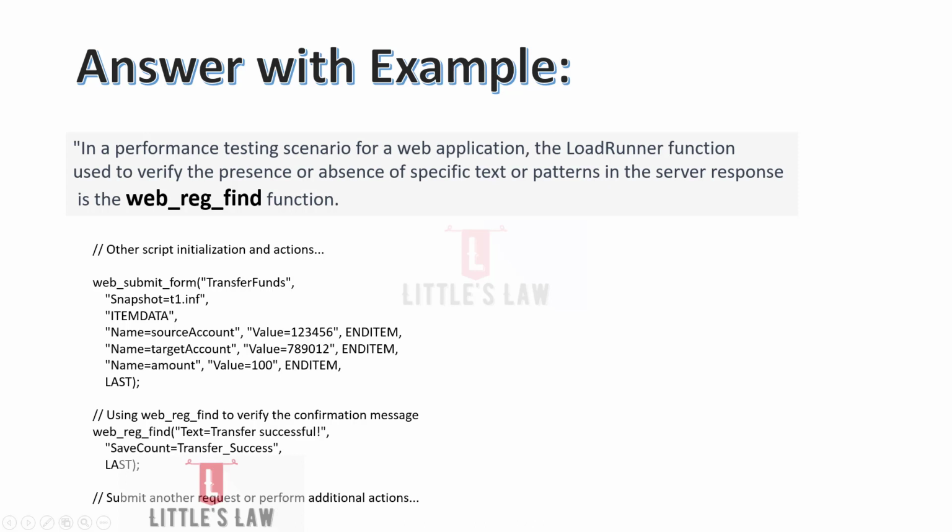In this example, the web_reg_find function is used to search for the text "Transfer Successful" in the server response after the fund transfer is initiated. If the text is found, the function will save the number of occurrences in a parameter named transfer_success. Later in the script, I can use this parameter to make assertions or decisions based on whether the transfer was successful. For instance, I might add code to check the value of transfer_success and log an error if it's not as expected.